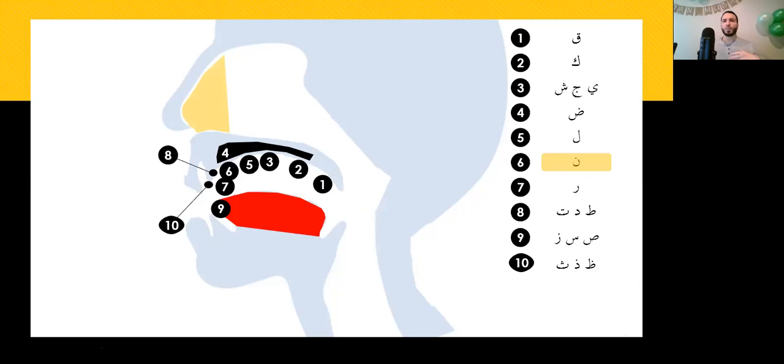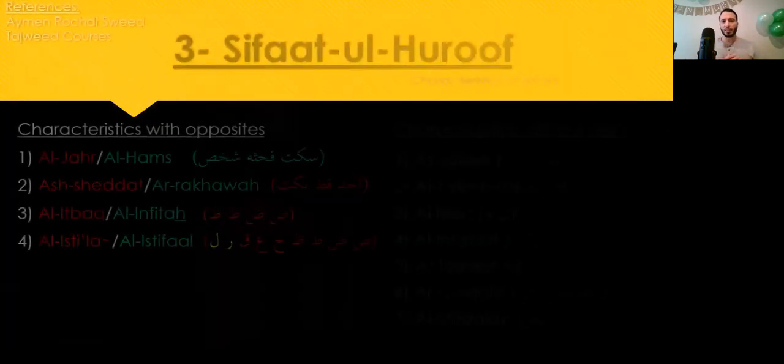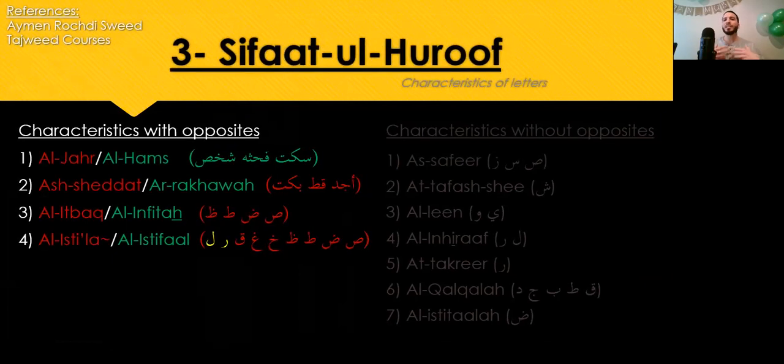Okay, so now we know all the exits of the letters. Now we're going to move on to the characteristics of the letters. We know where each letter comes from, but to really know exactly how every letter is and be sure that we are pronouncing it correctly, we're going to use the characteristics of the letters. And where did we get these, by the way? All this that I'm sharing with you has all been written down by our scholars from the 1st century.